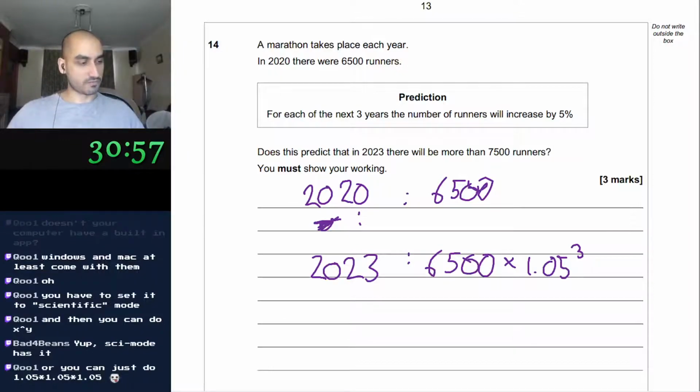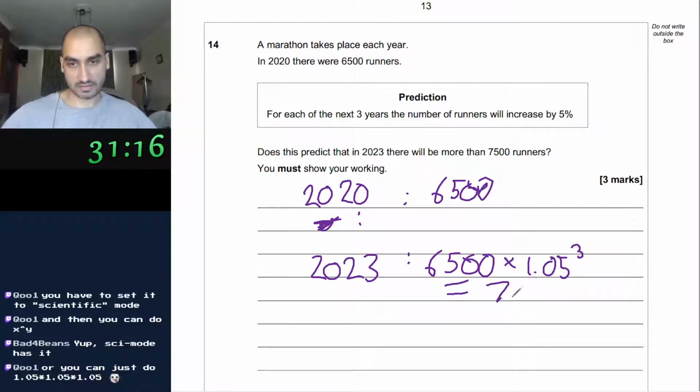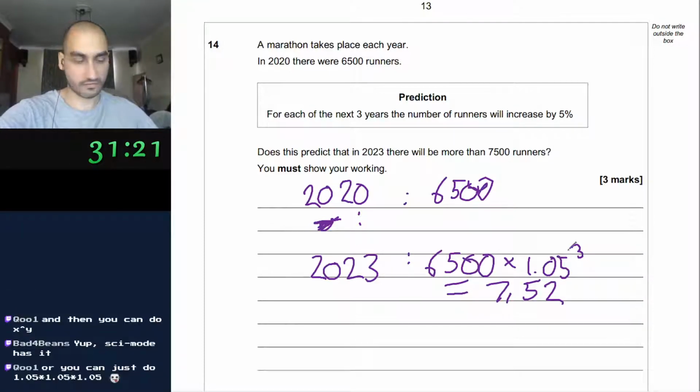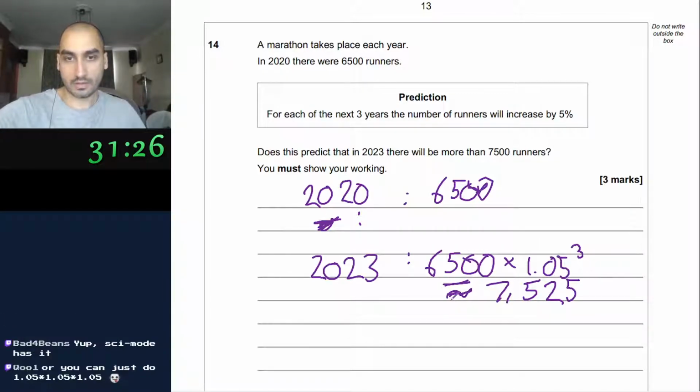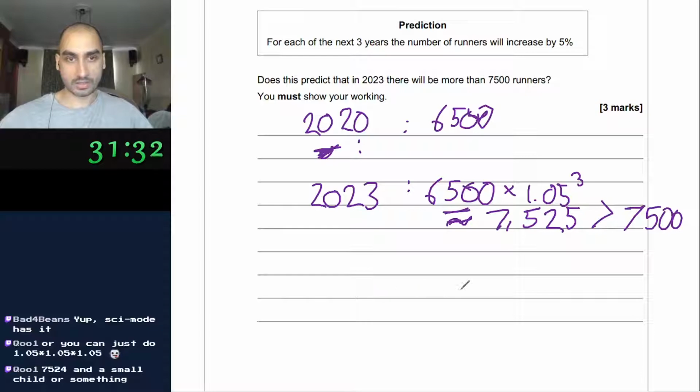1.05 to the 3 times 6,500. Yeah, they're being kind of generous. They could have made it like 10 years, so they separate the candidates who know how to do powers from the ones who are just going to calculate each one by one. Equals 7,524. 7,525. Let's just say roughly equal, which is more than 7,500. So, yes.